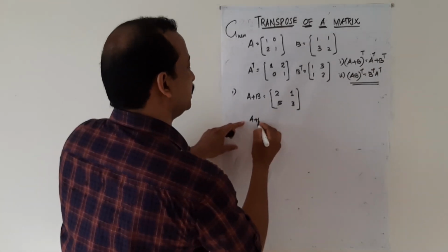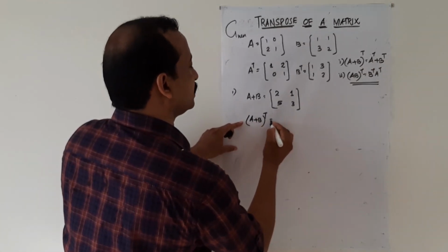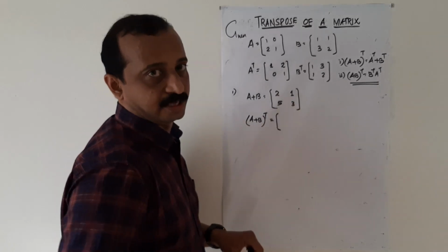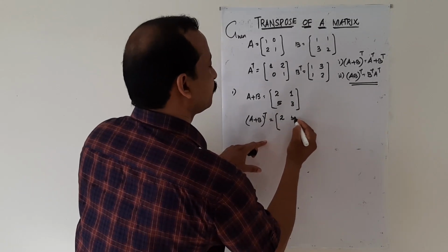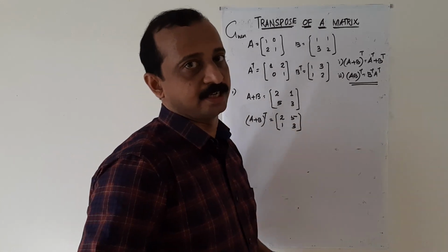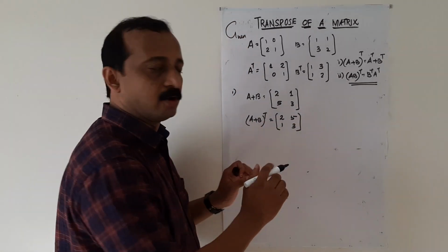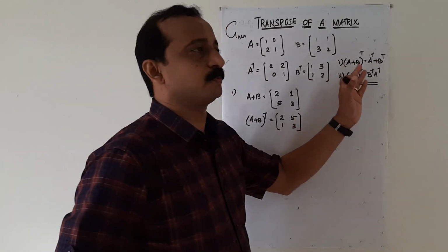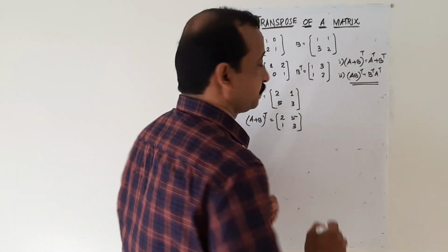Now (A plus B) the whole transpose is equal to, interchanging rows and columns, we get [2 5; 1 3]. Interchanging rows and columns, okay, we get (A plus B) the whole transpose. Now verify that (A plus B) the whole transpose is equal to A transpose plus B transpose.